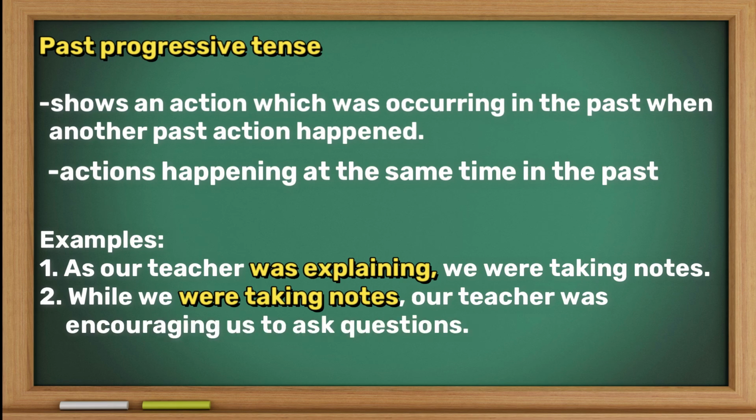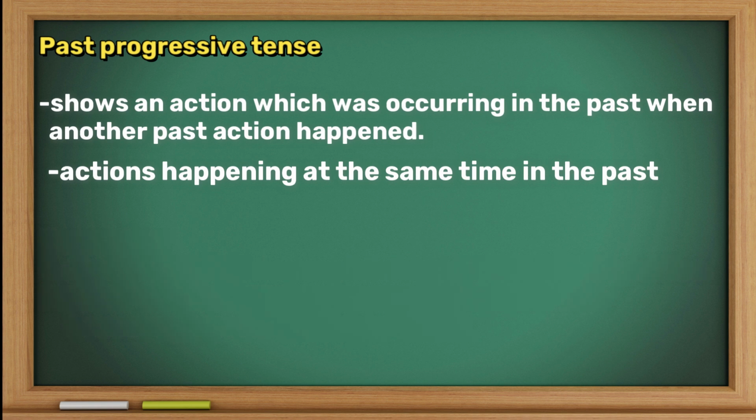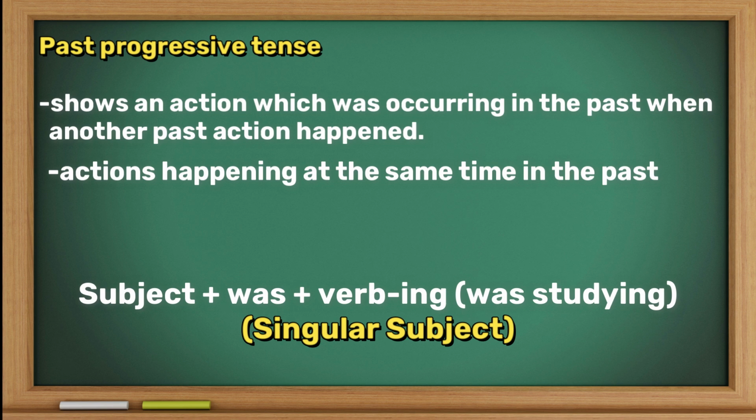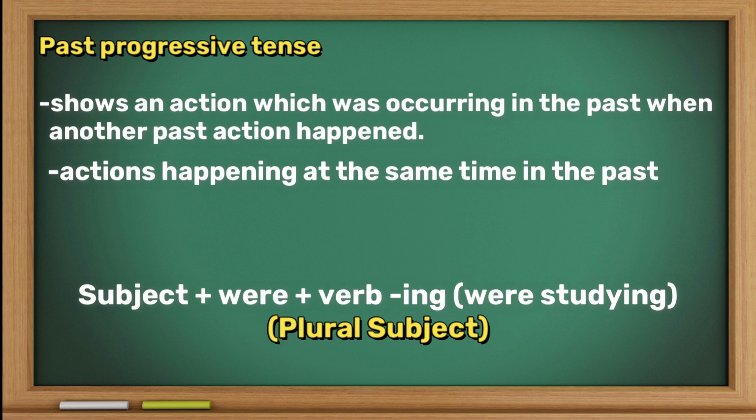Examples: as our teacher was explaining, we were taking notes. While we were taking notes, our teacher was encouraging us to ask questions. The past progressive tense can be formed this way: for singular subject, subject plus was plus verb with ing, like was studying. For plural subject, subject plus were plus verb with ing, like were studying.